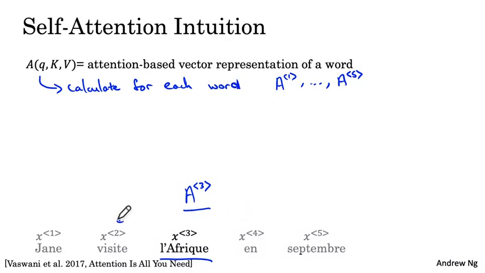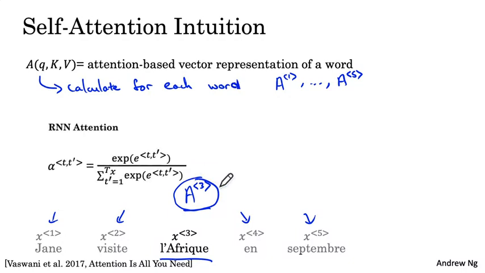It will look at the surrounding words to try to figure out what's actually going on in how we're talking about Africa in this sentence and find the most appropriate representation for this. In terms of the actual calculation, it won't be too different from the attention mechanism you saw previously as applied in the context of RNNs, except we'll compute these representations in parallel for all 5 words in the sentence.